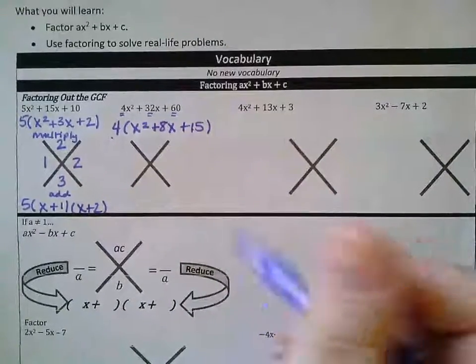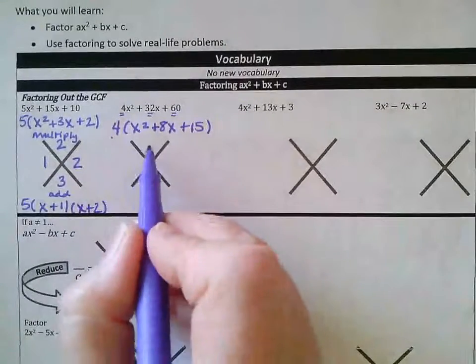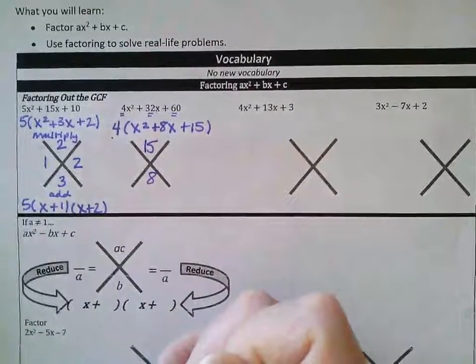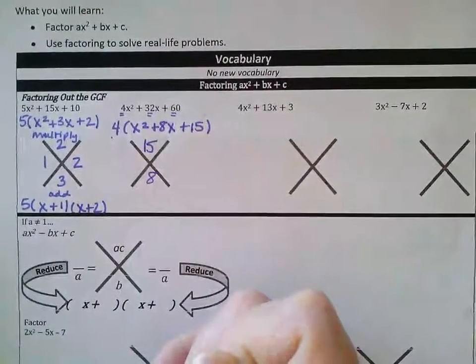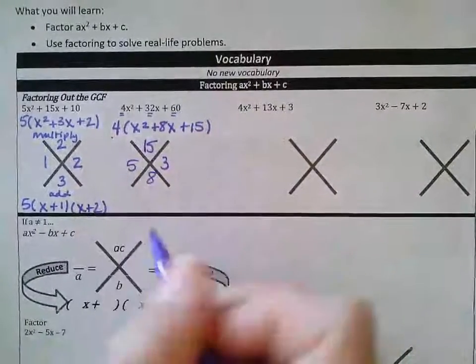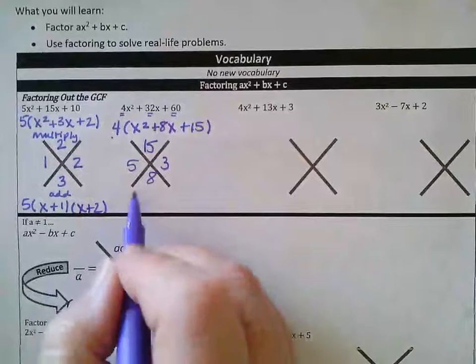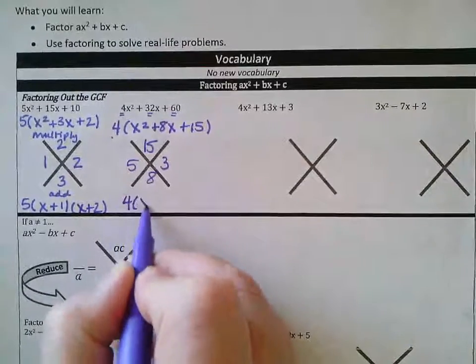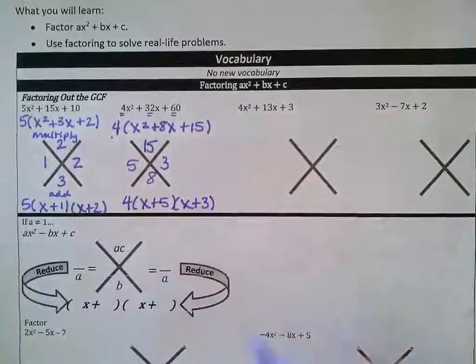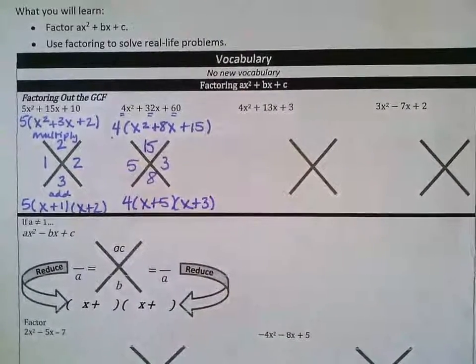And voila. So you're going to have 15 and 8, two numbers that multiply to equal 15, but when you add them equal 8, are 5 and 3, or 3 and 5, it doesn't matter. These are interchangeable. So 4 times x plus 5 times x plus 3. And you're good to go. Just don't forget to bring that 4 with it.